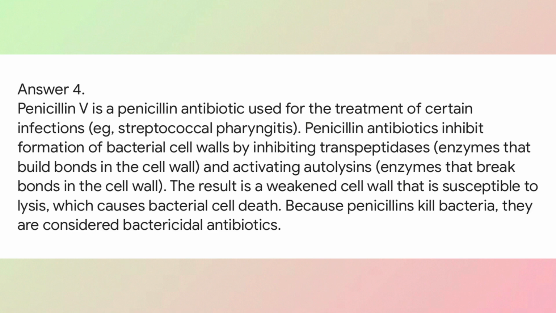Penicillin antibiotics inhibit formation of bacterial cell walls by inhibiting transpeptidases and activating autolysins. The result is a weakened cell wall that is susceptible to lysis, which causes bacterial cell death. Because penicillins kill bacteria, they are considered bactericidal antibiotics.